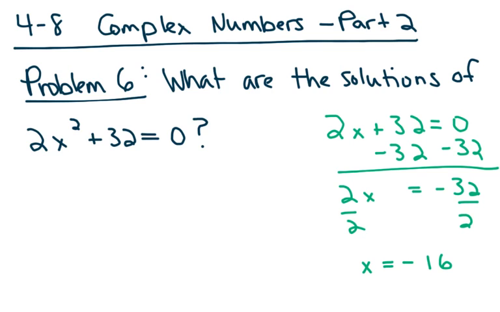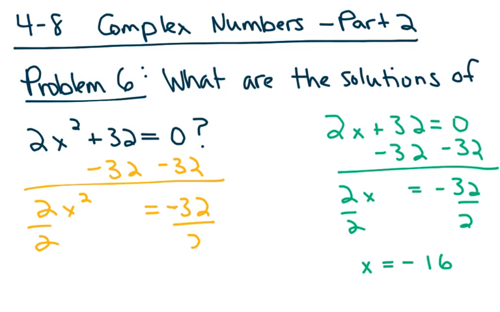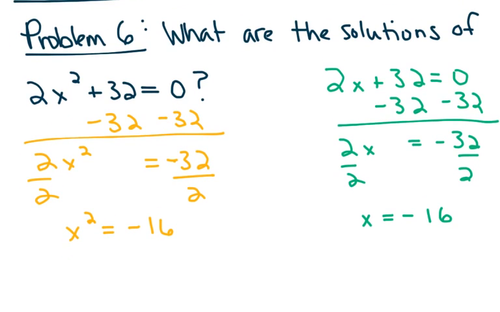The only difference with the problem on the left is that when I get to this last step, it's not going to be x equals negative 16. It's going to be x squared equals negative 16. So, in order to finish solving the problem, I have to get rid of the square. How do you get rid of it? You square root it. When you square root it, though, you have to put this nice little pretty symbol in front of the square root sign, plus or minus.